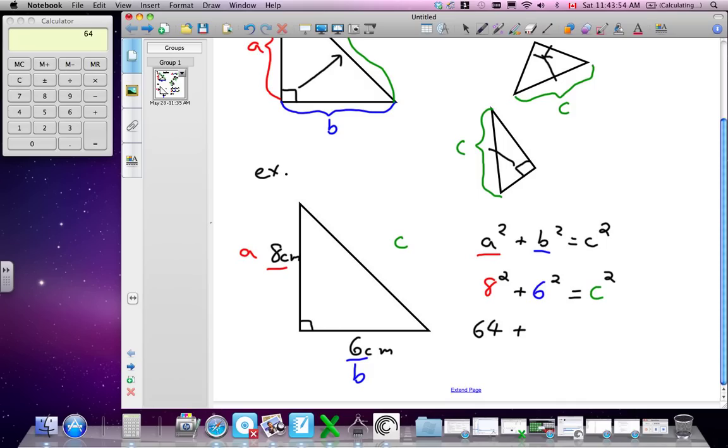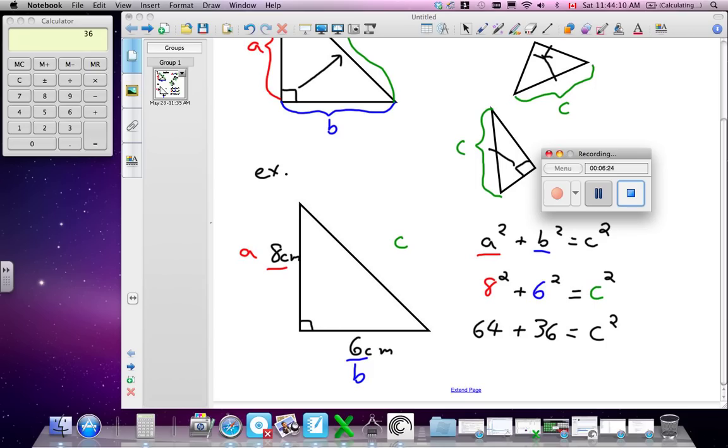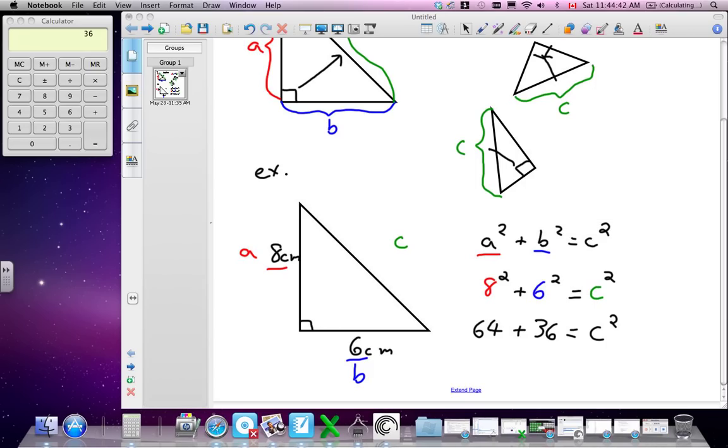The next one I'm doing is 6 squared. So same idea. 6 times 6 is equal to, what is 6 times 6? 36. Good. So we have that, is equal to c squared. So we have 64 and 36.